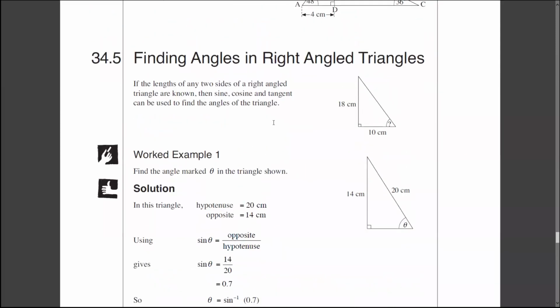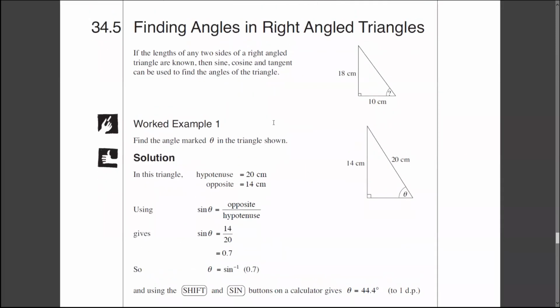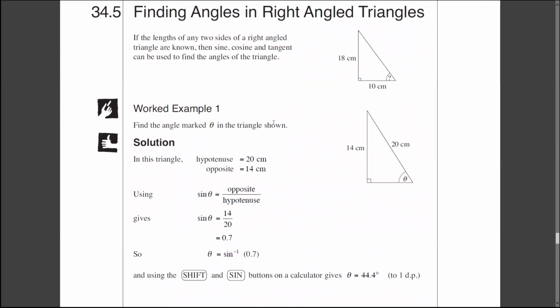So this one now, finding angles in right angle triangles. In this case, I have to use the trig inverse, which is just a way of finding the actual number for the angle in the right angle triangle. So in this question, I have 18 and 10. I want to find what this angle is.